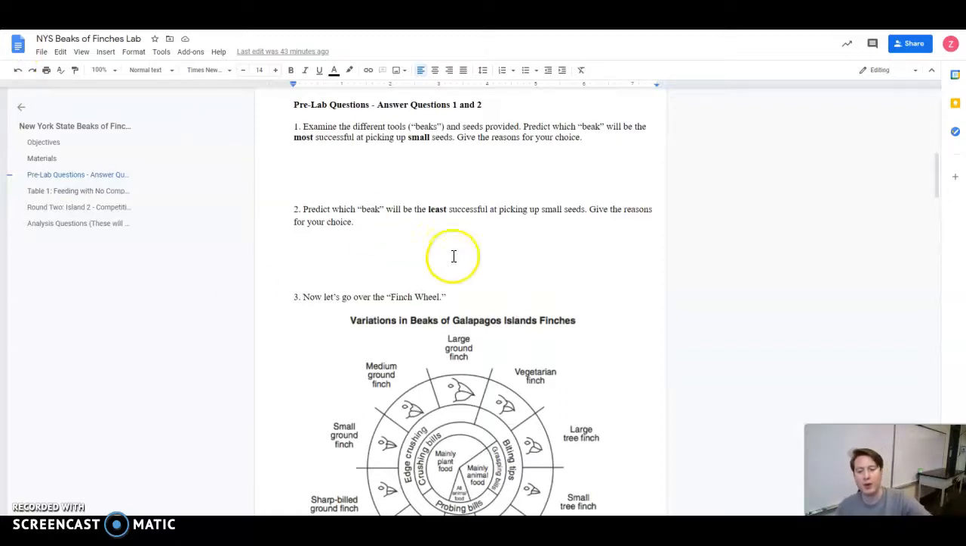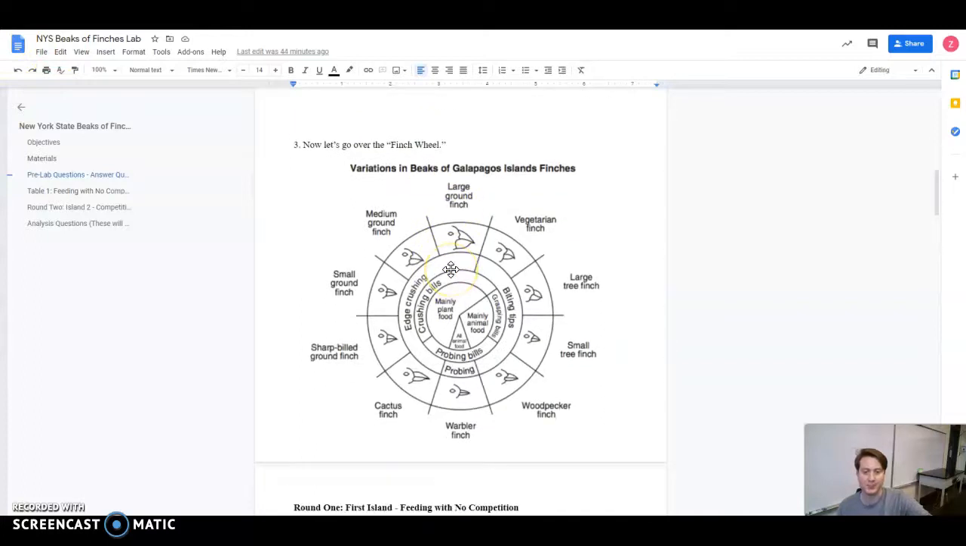For number 3, I want to go over the finch wheel. It's how we can identify different species of finch in the Galapagos Islands and what they eat. We can start with our finch, then discover what kind of beak or bill it has, and then what it eats.